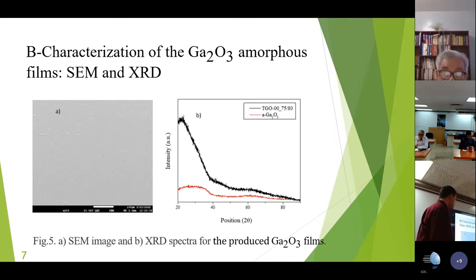We also did scanning electron microscopy and X-ray diffraction. We can see a smooth surface in the same image. We also did X-ray to prove that the films are amorphous. We can see the spectrum in the color red, that it is very amorphous. And in the color black, we have a film doped with titanium, in which we can see that there is an increase in crystallinity.